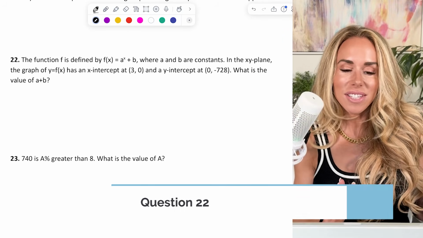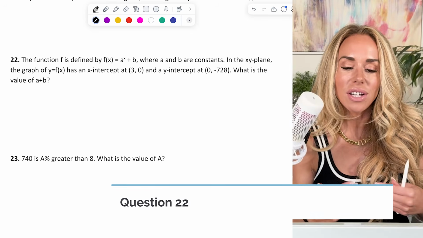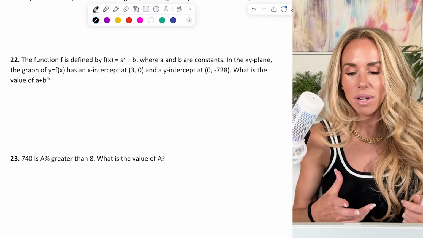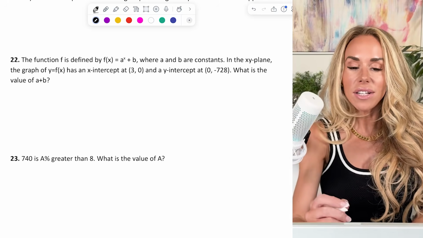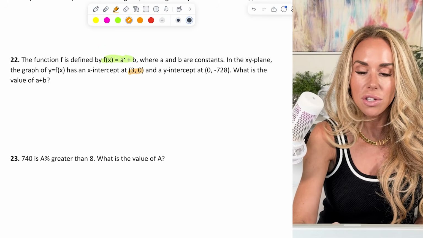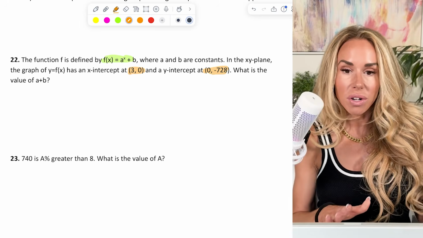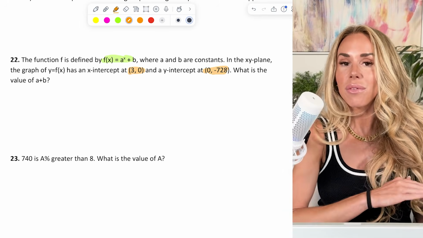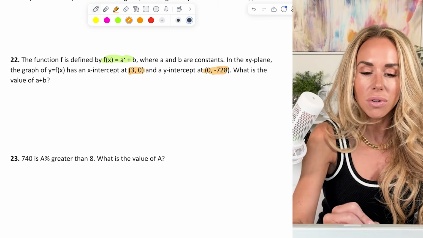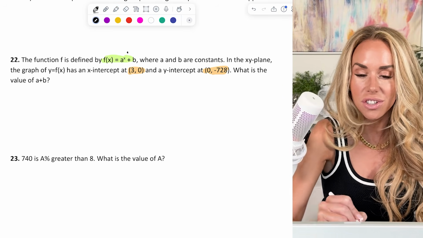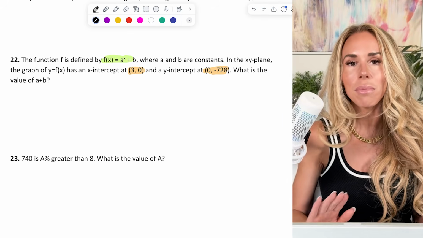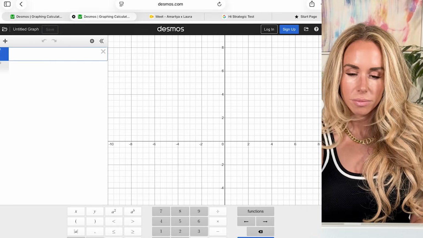All right, let's talk about this next one, number 22. It says the function f is defined by f of x equals a to the x plus b, where a and b are constants. Okay, I can already tell since they gave me the equation and then they gave me 2 points on it, I can run a regression in Desmos. Now, there's no autoregression for this particular equation. The autoregression actually has a multiplication sign in between. So we're going to have to manually type it in, but let me show you how to do it.